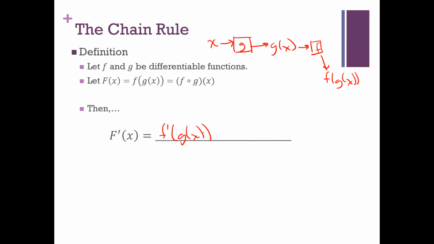So that's one layer. Now I want to keep working back. If I'm working back, the very last function it went through was f. What was the second to last function it went through? G, right? So then I'm going to take the derivative of g. What was the input to function g in this case? X, so it's just going to be g prime of x. And those two things are multiplied by each other.